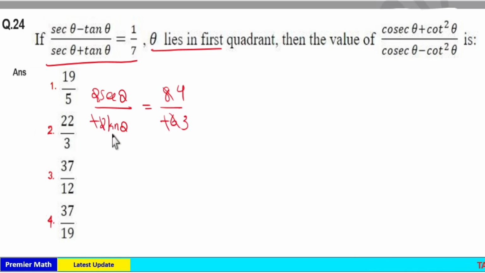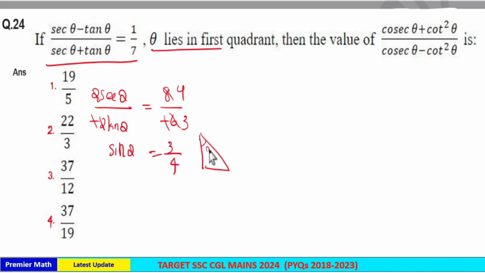Sec theta by tan theta means 1 by cos theta by sin theta by cos theta. This will give you 1 by sin theta. 1 by sin theta is 4 by 3 means sin theta is equal to 3 by 4. Now draw a right angle triangle. If this is theta, sin theta is 3 by 4. So 4 square minus 3 square is equal to 16 minus 9, which is 7. So this side is equal to root 7.